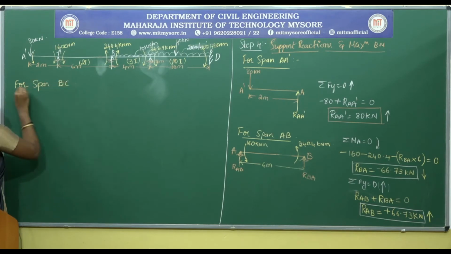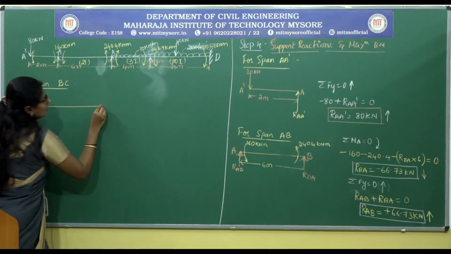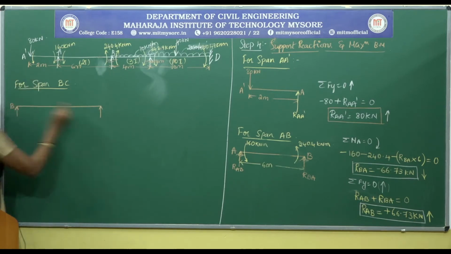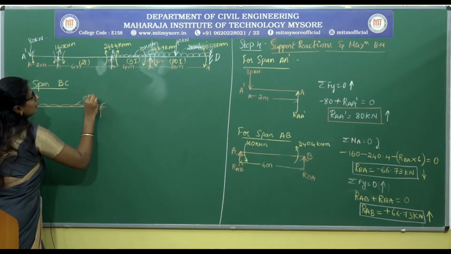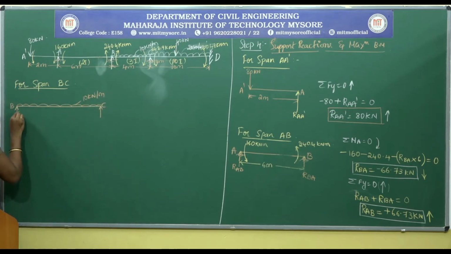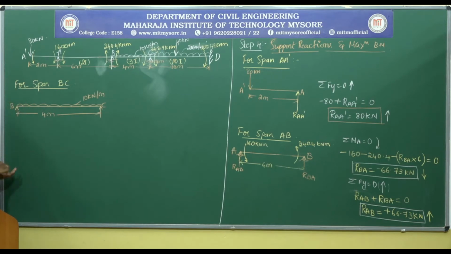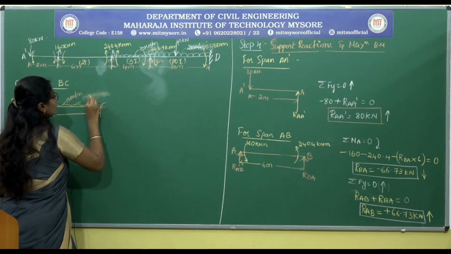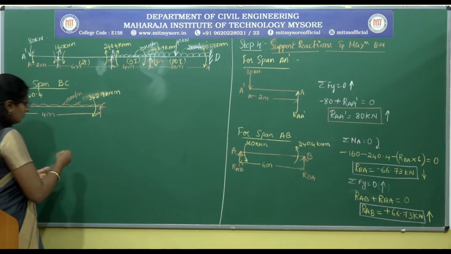Next, for span BC, the UDL is 10 kilonewton per meter and the distance is say 4 meters. The loads acting are the moments at the ends, which are 240.4 and 342.9 kilonewton meter.